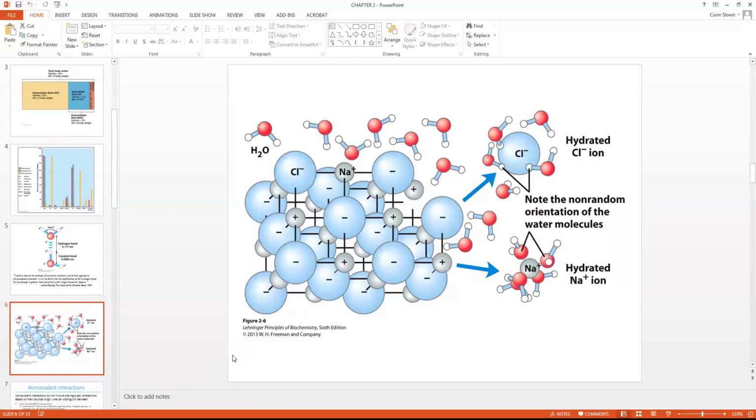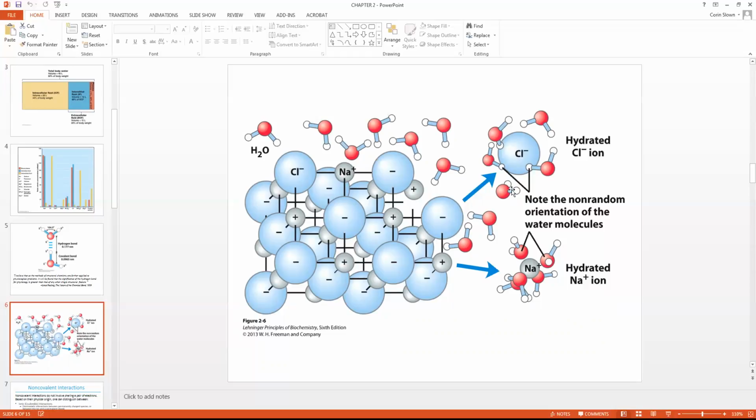Now, if we think about non-covalent interactions, we have a couple of choices that we can explore. One is the charge-charge or charge-dipole interaction. The other is a dipole-dipole interaction. But we also have ionic interactions. And so what you can actually see here is the role of water in solvating ions.